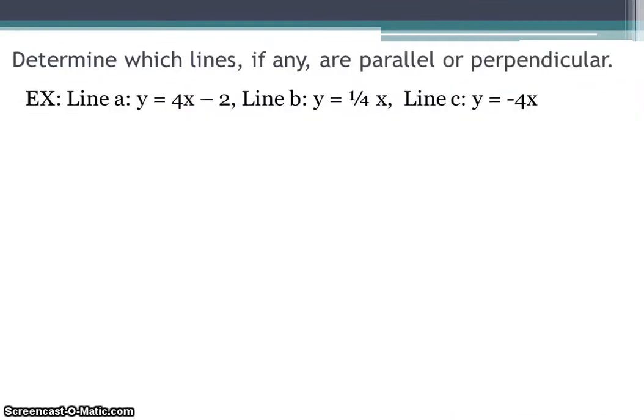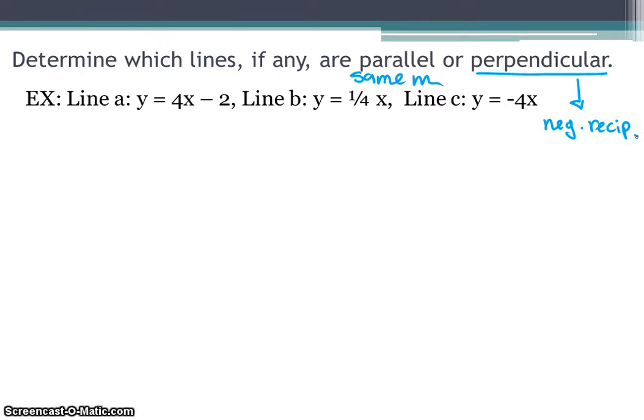Okay, so for this one it says determine which lines, if any, are parallel and perpendicular. Miss Fitzgerald, what do we know about parallel lines? Well, Miss Hygra, we know that parallel lines have the same slope, so the same m. And perpendicular lines have the negative reciprocal, so we write negative recip because those are two long words.